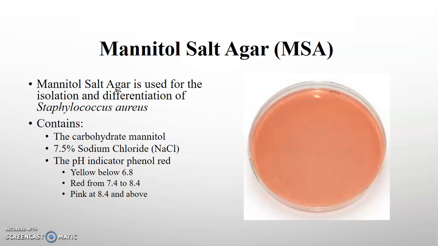So the very first plate that we're going to talk about is that mannitol salt agar, or MSA agar. The main purpose for mannitol salt agar is to isolate Staphylococcus bacteria and actually differentiate Staphylococcus aureus from all the other types of Staphylococcus. There's a lot of different types of Staphylococcus bacteria, but the one that we're typically most concerned with is Staphylococcus aureus because it is the one that's most commonly known for causing severe infections.